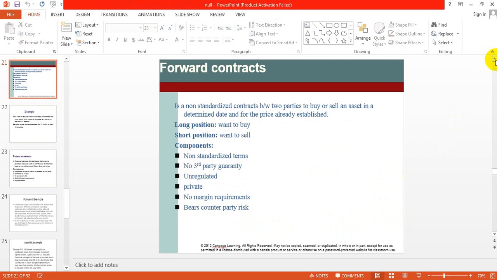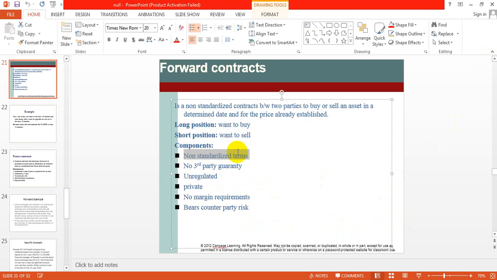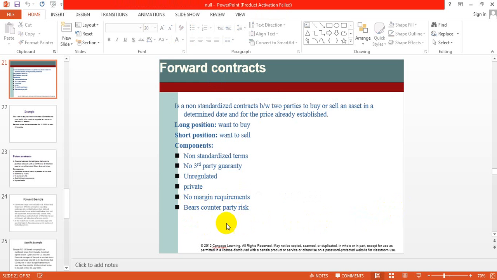So the difference between these two: the forward contract is non-standardized, the future contract is standardized. There is no third party guarantee in the forward contract. In the future contract, there is a third party guarantee. The market for forward contracts is unregulated, and for future contracts the market is regulated. There is no margin requirement in forward contracts, but in future contracts there is a margin requirement. And in forward contracts there is counterparty risk, and in future contracts there is no counterparty risk.